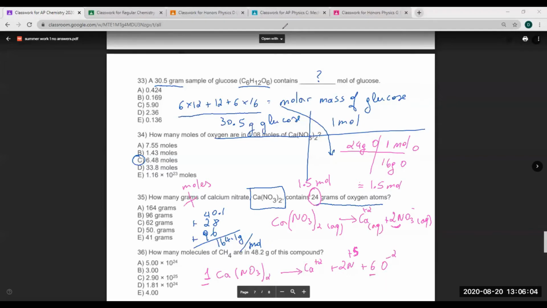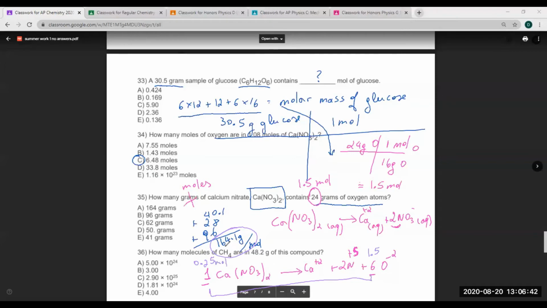Now, the question is, what do we do instead if we have 1.5? To move from the oxygen to the calcium nitrate, you have to divide by 6. So if we have the 1.5 and you divide by 6, then you have 0.25 moles of calcium nitrate. Now, knowing the mass of 1 mole of calcium nitrate, how many grams would we have? Those are the moles.